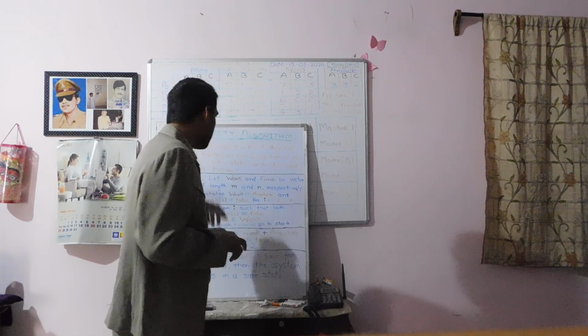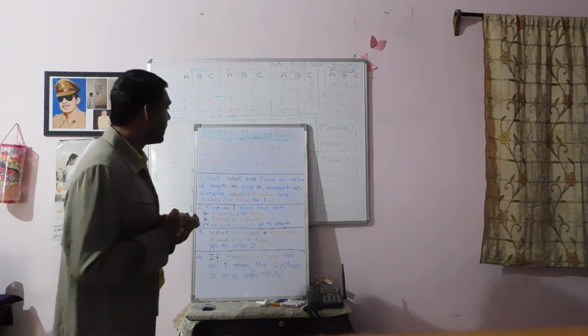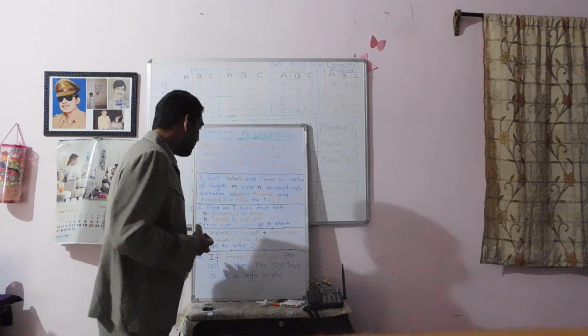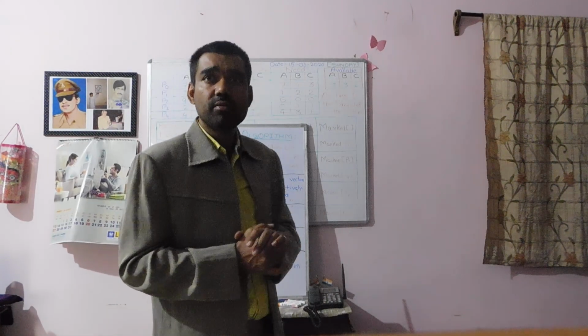We'll be discussing an algorithm called the safety algorithm. This safety algorithm comprises 4 steps, and the idea in these 4 steps is to generate a safe sequence. If after this algorithm is over the operating system is able to generate a safe sequence, then we can say that the current allocation state is a safe state.